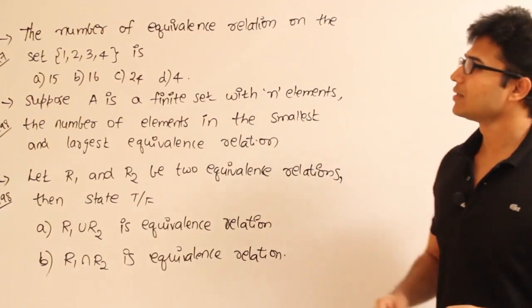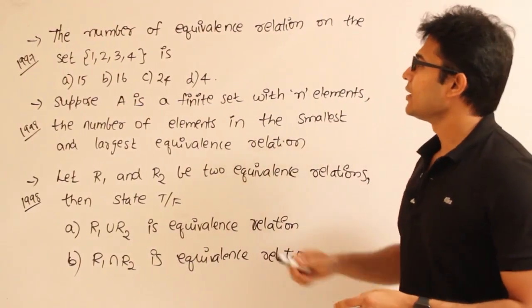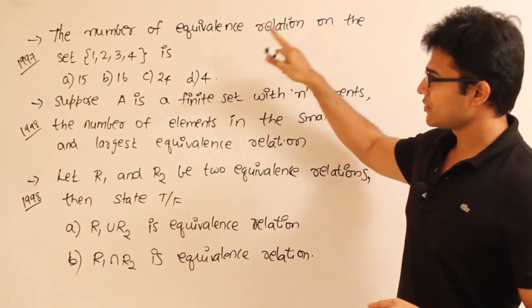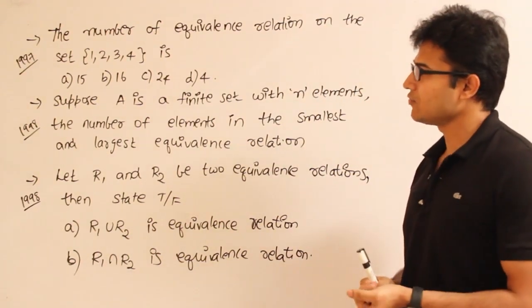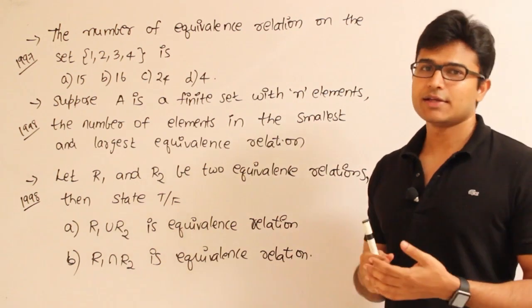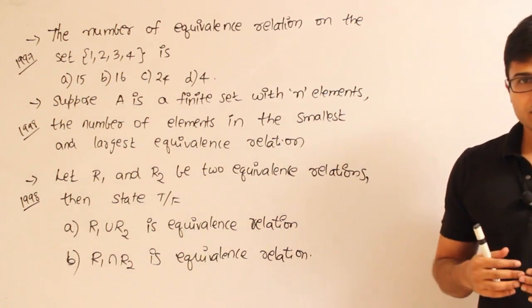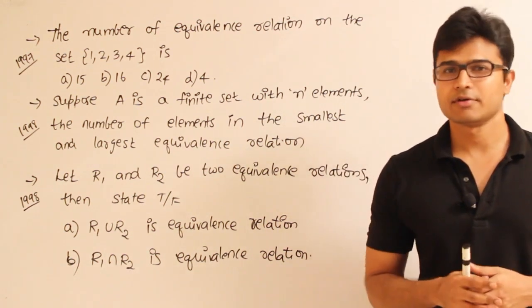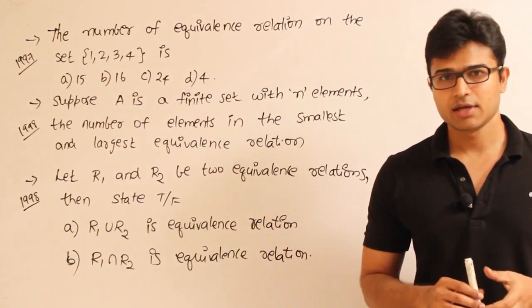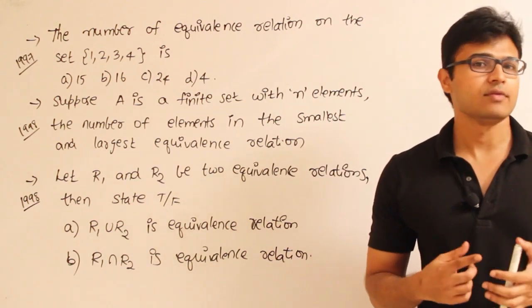Now see this question. This is asked in GATE 1997. The number of equivalence relations on this set 1, 2, 3, 4 is, which means if we have a set containing 4 elements, then how many equivalence relations are possible? Till now we have counted the number of reflexive relations, transitive relations, asymmetric, antisymmetric.